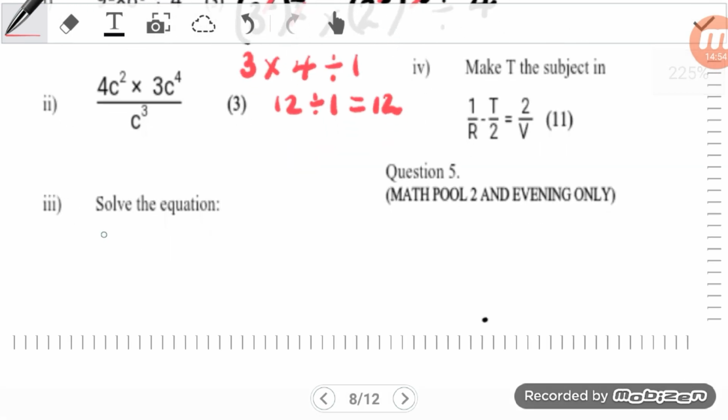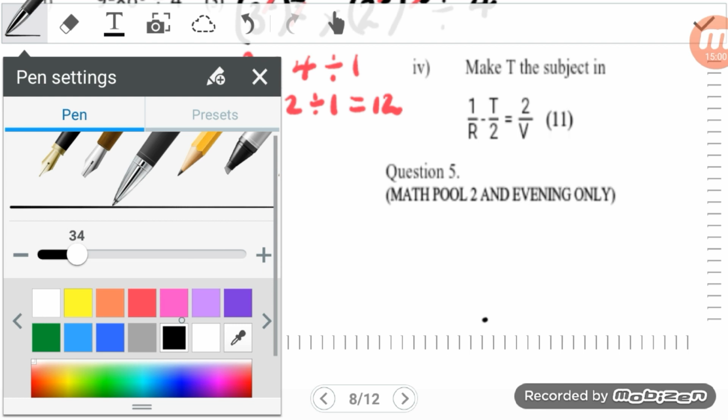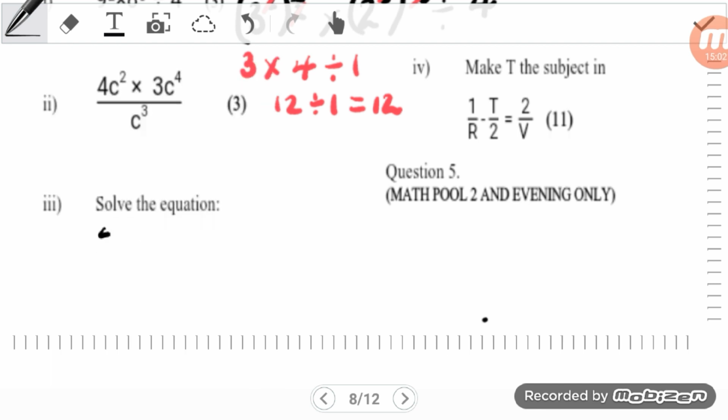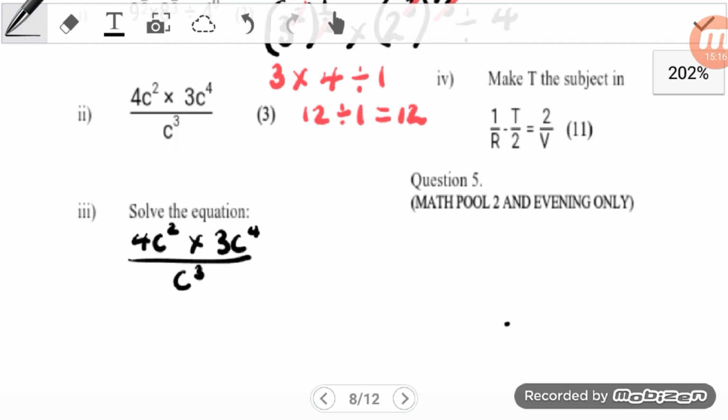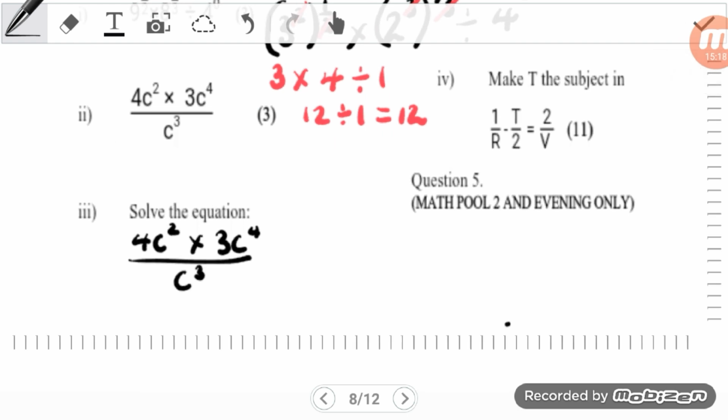So this now becomes 4c squared multiplied by 3c to the 4th divided by c cubed. Let me just change it here. All right, so now we end up with 4c squared multiplied by 3c to the 4.